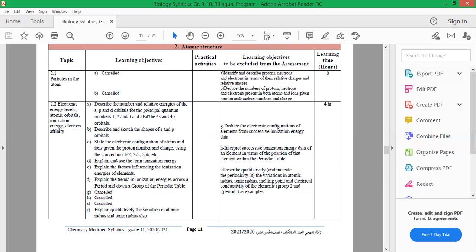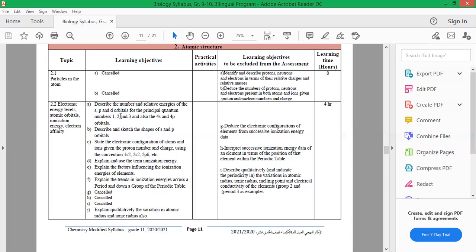Second, you must know the principal quantum number. From N1 to N4, we can call it energy level, or principal quantum number, or shell. And then we must know the difference between the 4s and 4p orbital. The difference is only energy. 4s has less energy than 4p.